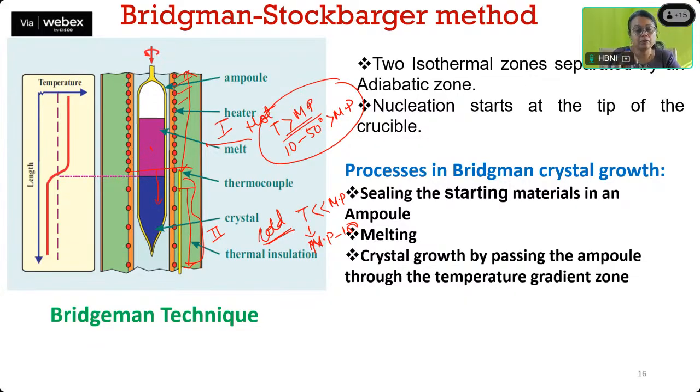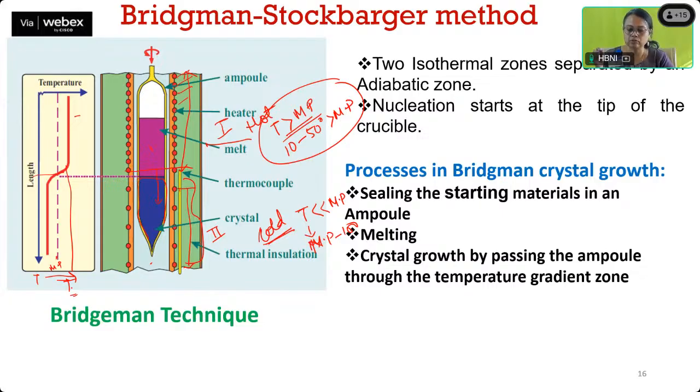In the earlier case we were pulling it, now we are lowering it. So here the temperature is high. If we are plotting temperature in this zone, the temperature is high here, this is our melting point, and here the temperature is low at this point. So as my crucible gets lowered, my crystal growth takes place here.